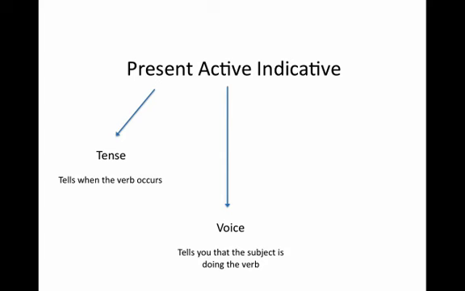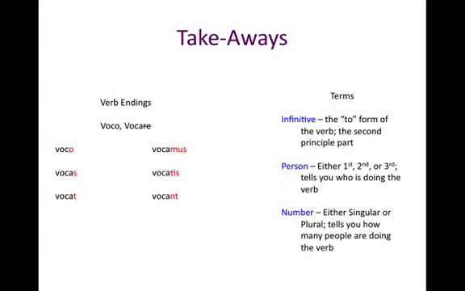And finally, our third term, indicative, is the mood. And the indicative mood is also something we'll be working with for most of this year. And the indicative mood simply is used when you are stating a fact. That concludes our lesson on the present active indicative of the first conjugation.